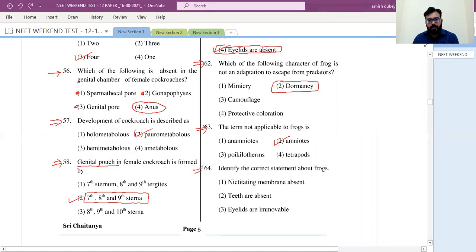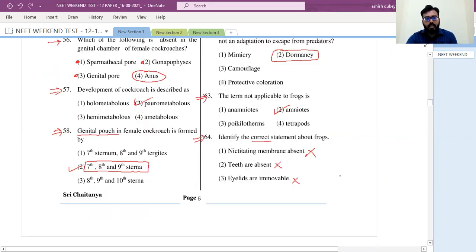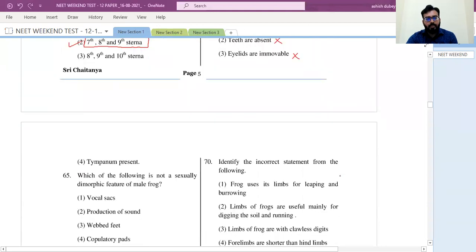So the 64th question. Identify the correct statements about frogs. We have to find the correct statement. Nictitating membrane absent is incorrect because nictitating membrane is present. Then teeth are absent is also incorrect because teeth are present. Eyelids are immovable is also incorrect because eyelids are movable. The nictitating membrane will move and cover the eyes underwater, and it will protect the eyes from any damage. Tympanum is present, yes, so this is correct. So the 4th option is the answer.